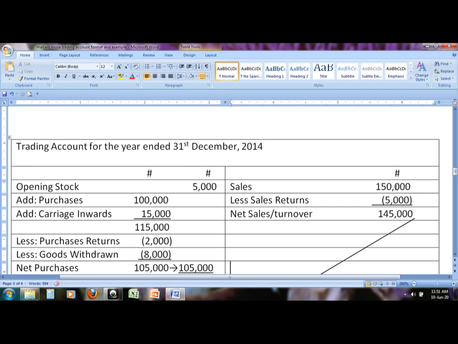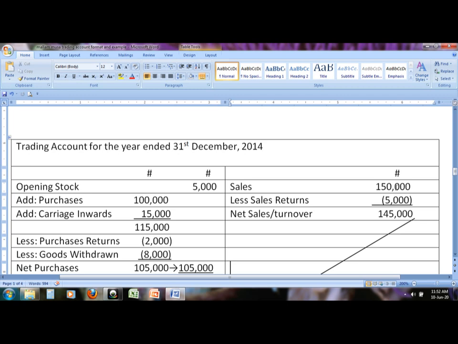Before we now get our net purchases, the actual purchase is 100,000 and 15,000 as carriage inward is a trading expense. So purchases returns or returns outward is 2,000 naira. We add it to goods withdrawn, making 10,000 naira. We now take away 10,000 naira from 115,000 naira. Our net purchases is 105,000 naira.